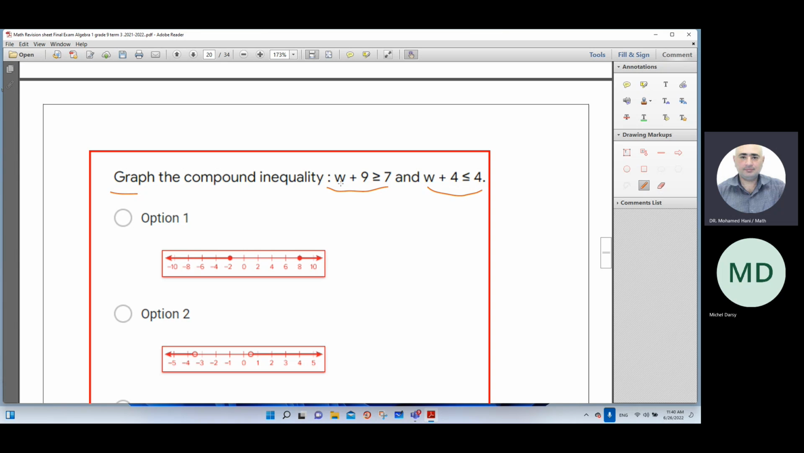For example, here, w plus 9 greater than or equal to 7. To solve this inequality, try to remove 9 from this side. So subtract 9 from the two sides. So w greater than or equal to minus 2. This is the first value here. And here, you can subtract 4 from the two sides. So minus 4 here, minus 4 here. So w less than or equal to 0.